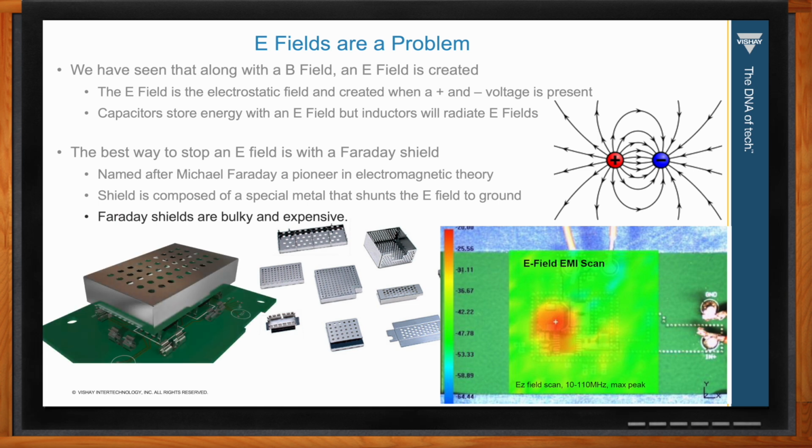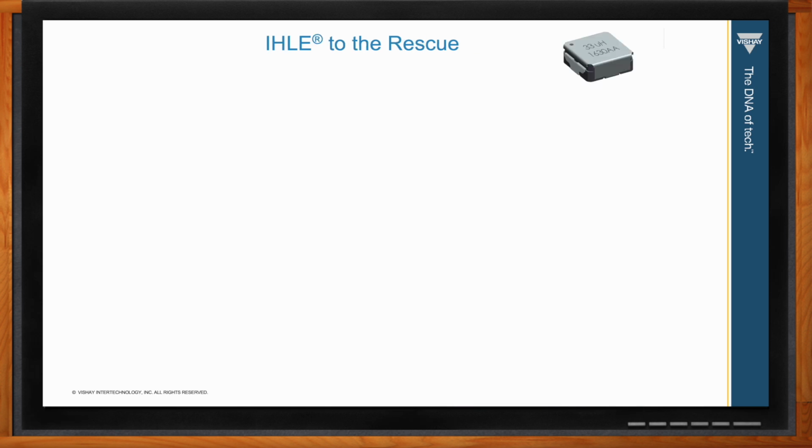You can see here where we're putting a Faraday shield on top of some components. So you can imagine the expense that's involved, and also it makes the circuit much larger. So, Tim, the only way to stop an E field EMI is with a Faraday shield? That is correct. But Vishay has a very unique and cost effective way to add an E shield to your PC board without the added expense and bulk.